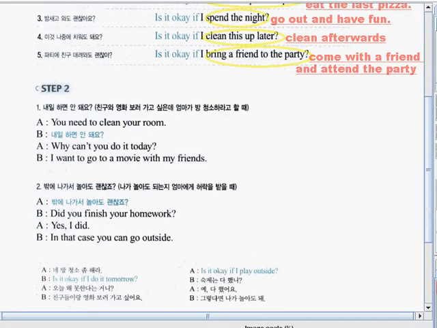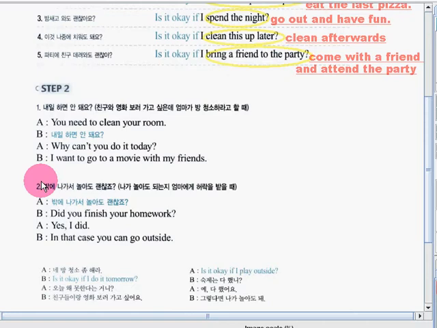Okay, so here on dialogue number 1, I will be A. On dialogue number 2, I will be B. Let's start. Number 1. You need to clean your room. Why can't you do it today? Okay, very good. As you can see, you are asking if it's okay if you do it tomorrow, because you have something important or more important to do than what I'm asking you.